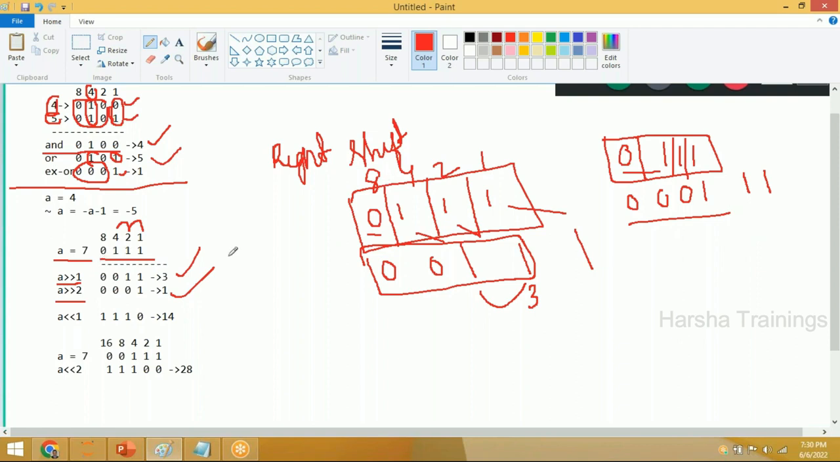Whenever I'm doing a right shift, I am adding that many zeros at the left side. Okay. Can you get me?